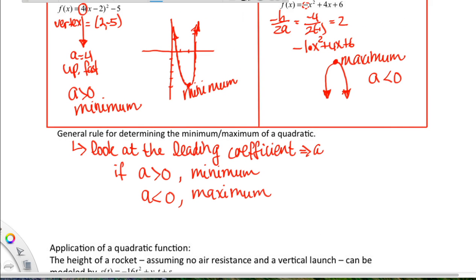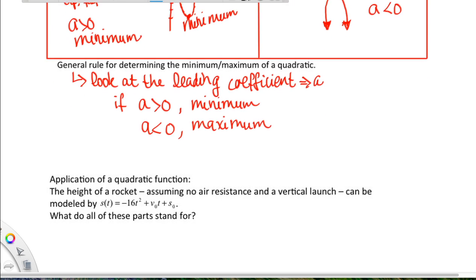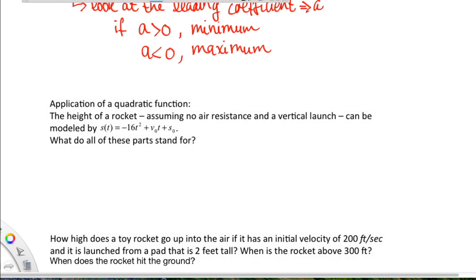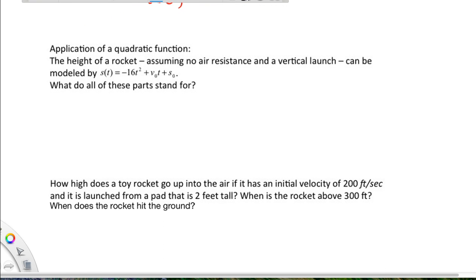The minimum maximum is really tied into word problems. So we'll do a word problem. I have to introduce a very typical word problem first, and then hopefully you'll see sort of what I mean.